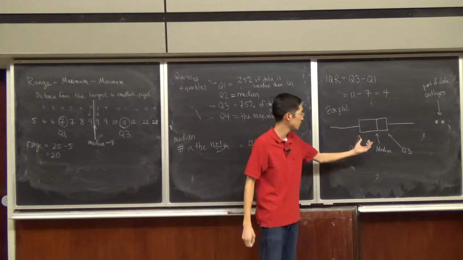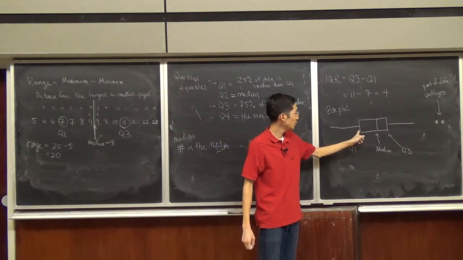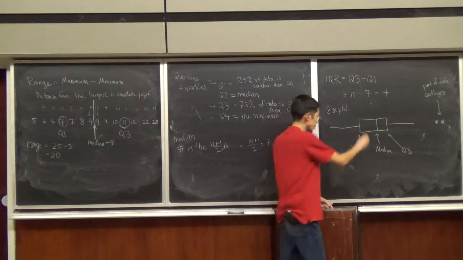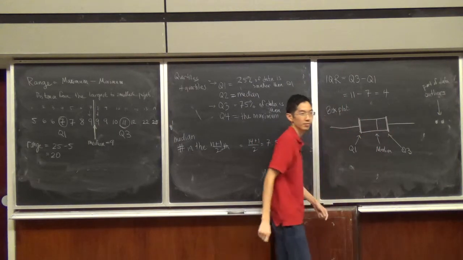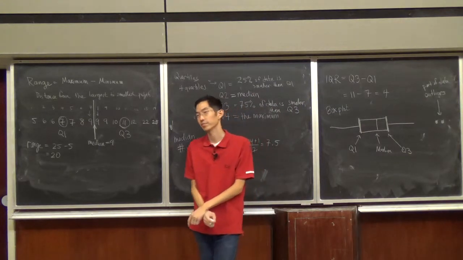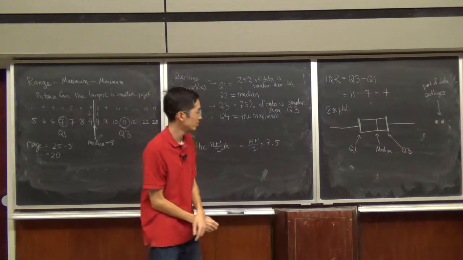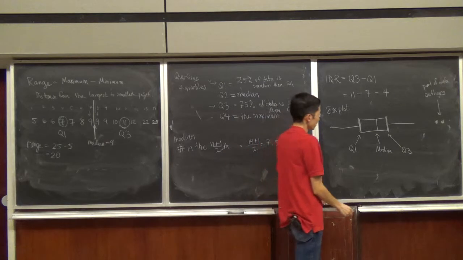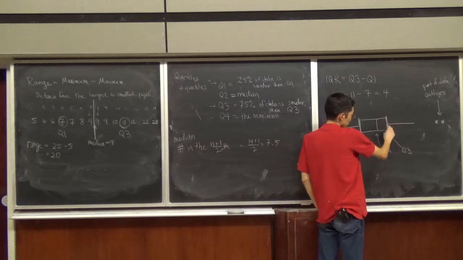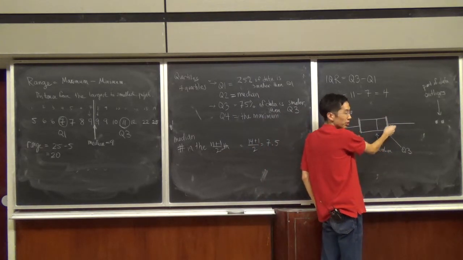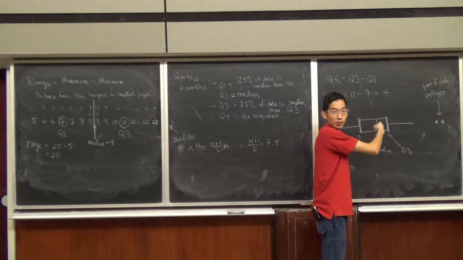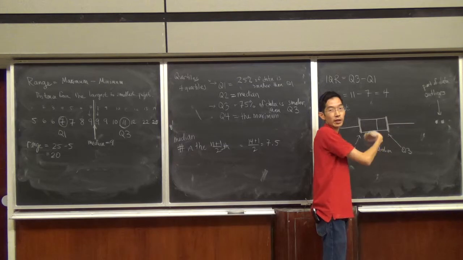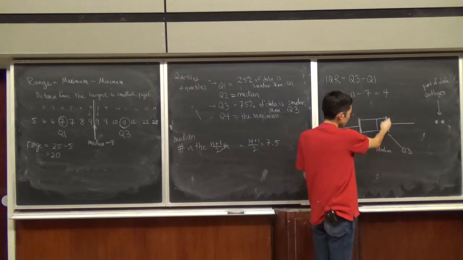Quick question. How much of the data is between here and here? What percentage of the data? 50%. This is the 75th percentile of Q3. This is the 25th percentile. How much is between the 25th and 75th percentile? 50%. Half of the data is in between here.